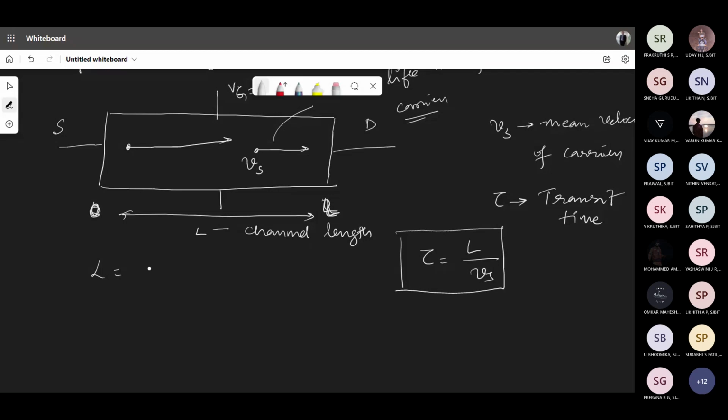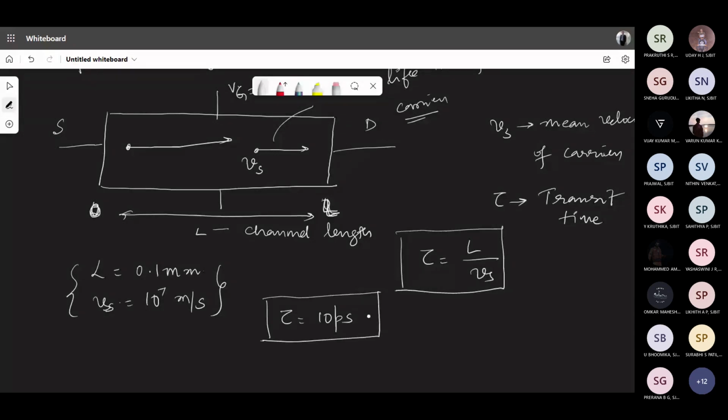if at all we consider the length to be around 0.1 millimeter and velocity to be equal to, I'm taking the values from the textbook straight away, it is around 10 raised to 7 meters per second. If you consider these two values and try to find out what is tau value, tau is going to be around 10 picoseconds. 10 into 10 raised to minus 12.